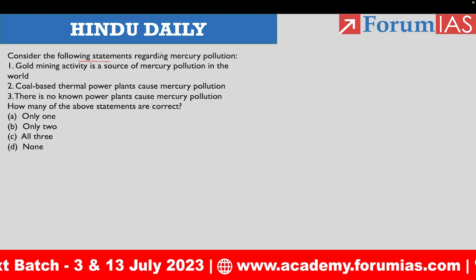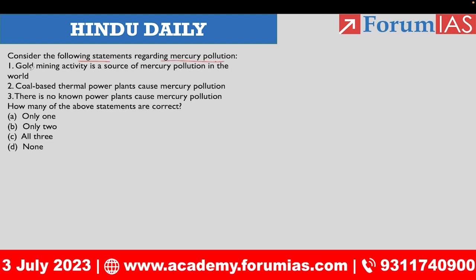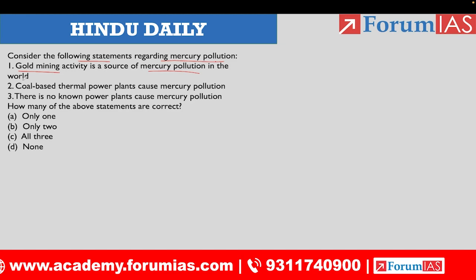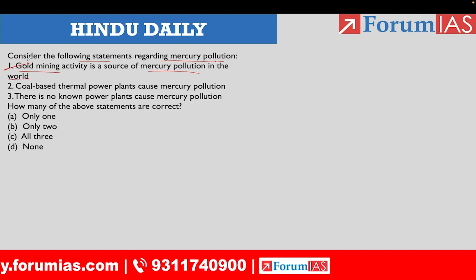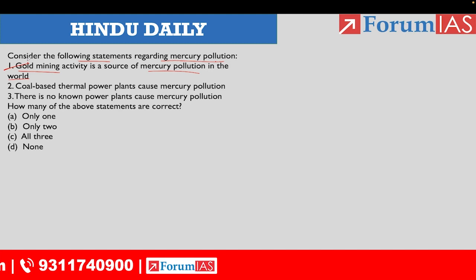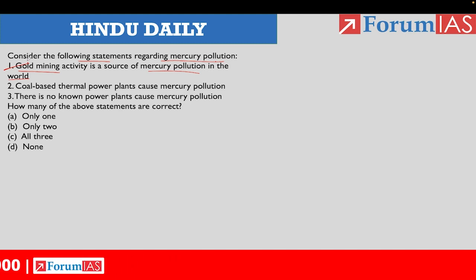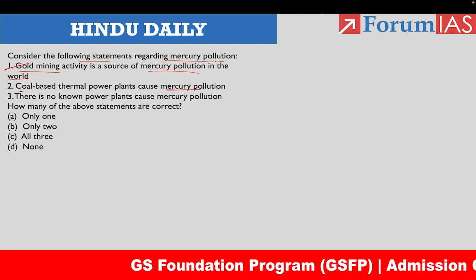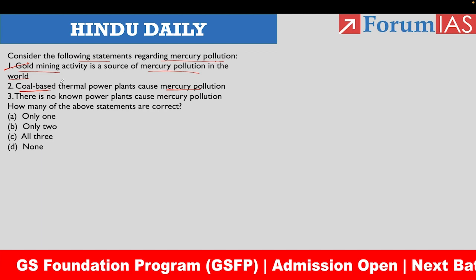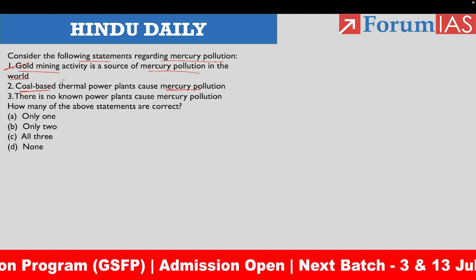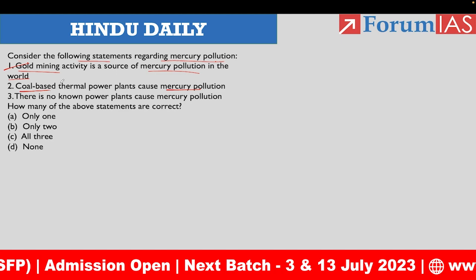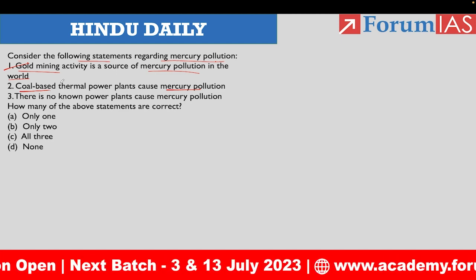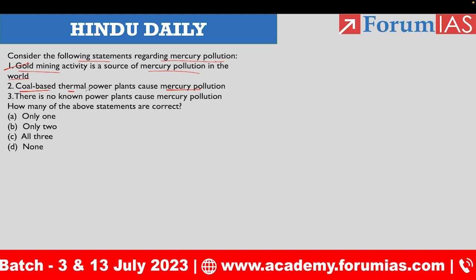Consider the following statements regarding mercury pollution. Gold mining activity is a source of mercury pollution in the world. This is true because the mercury pollution is excess in the Central African region, where gold mining activities have been prevailing on a large scale. So the first statement is right. Then, coal-based thermal power plants cause mercury pollution. Apart from mercury, coal-based power plants also release nitrogen dioxide, sulfur dioxide, bromine, several benzene components, and particulates. So these are all the pollutants released from coal-based thermal power plants.